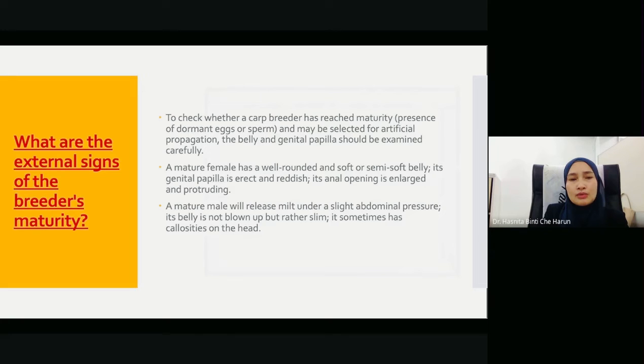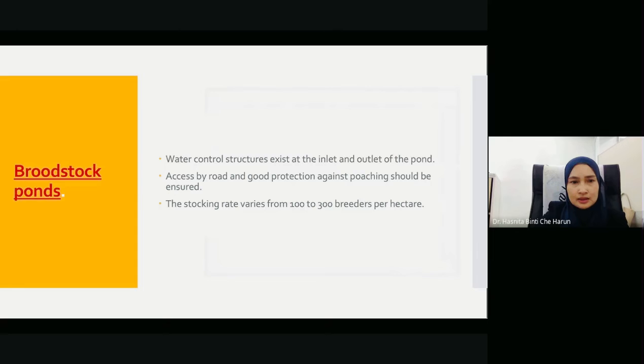A mature female has a well-rounded and soft or semi-soft belly, and the genital papilla is erected and reddish. Its anal opening is enlarged and protruding. A mature male will release milk under slight abdominal pressure, and that is the characteristic of the male.